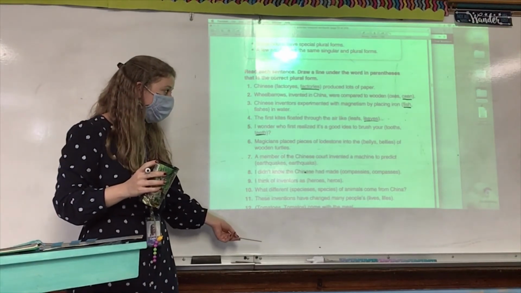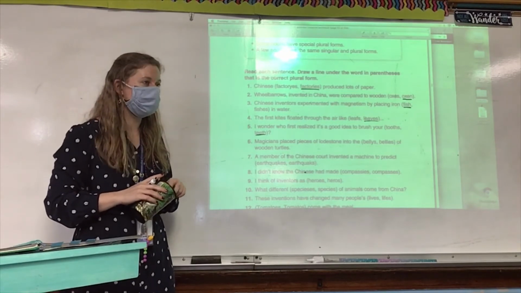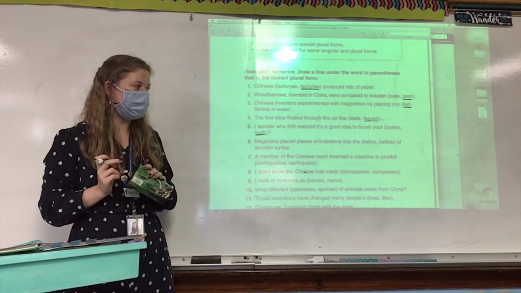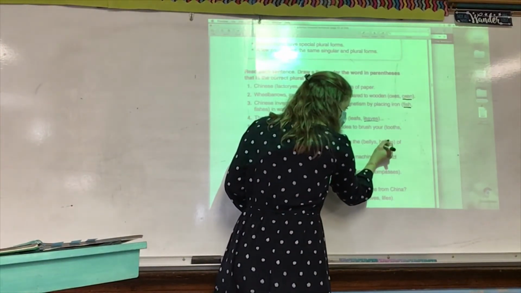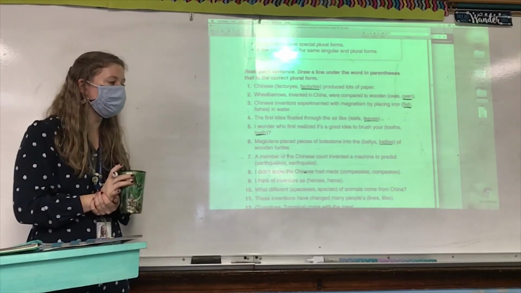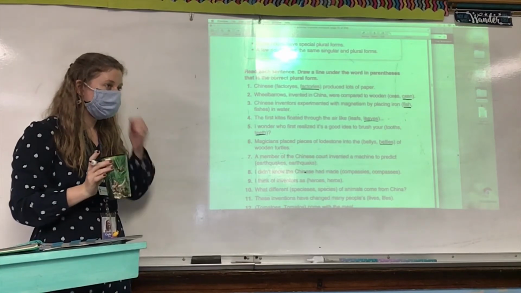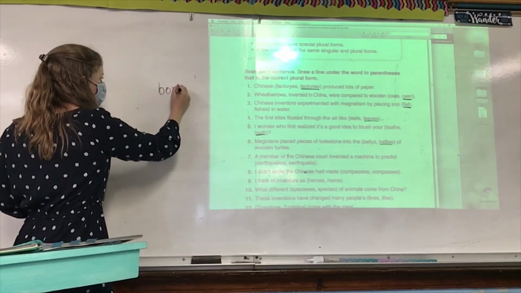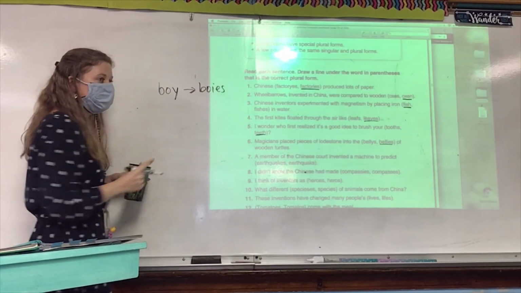Okay, number 6. Magicians place pieces of lodestone into the bellies or bellys of wooden turtles. Zadie. Is it the first option or the second option? The second option, because it follows which rule? Drop the Y and add I. Well, what rule tells us to do that? If it ends with Y. Well, why doesn't that work with boy? Why does boy not become B-O-I-E-S? It ends with Y.